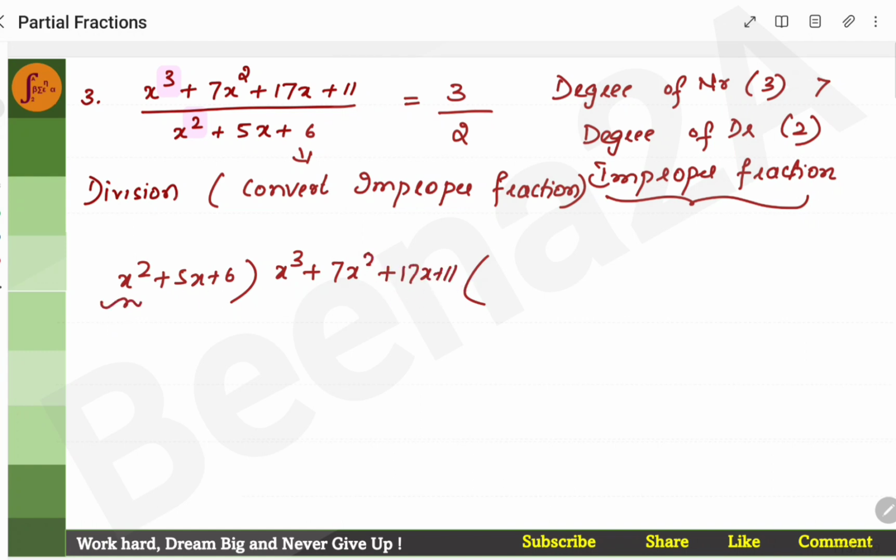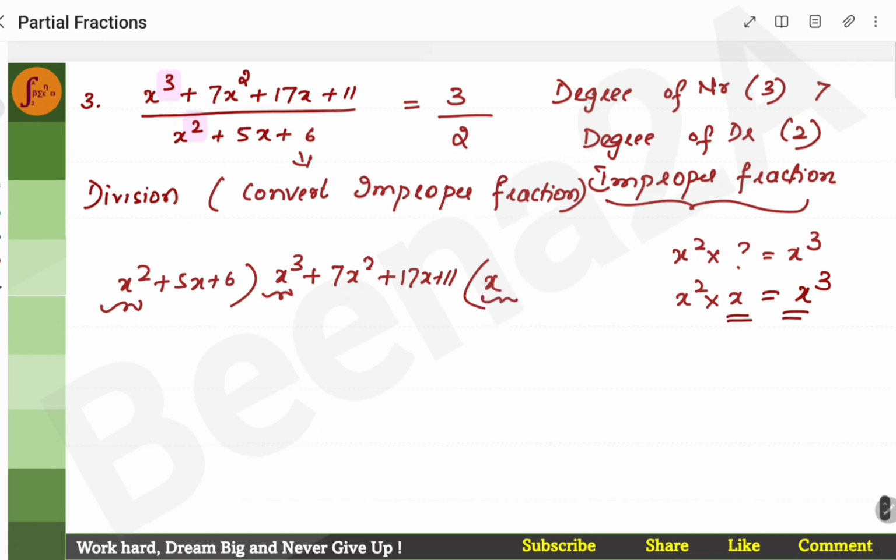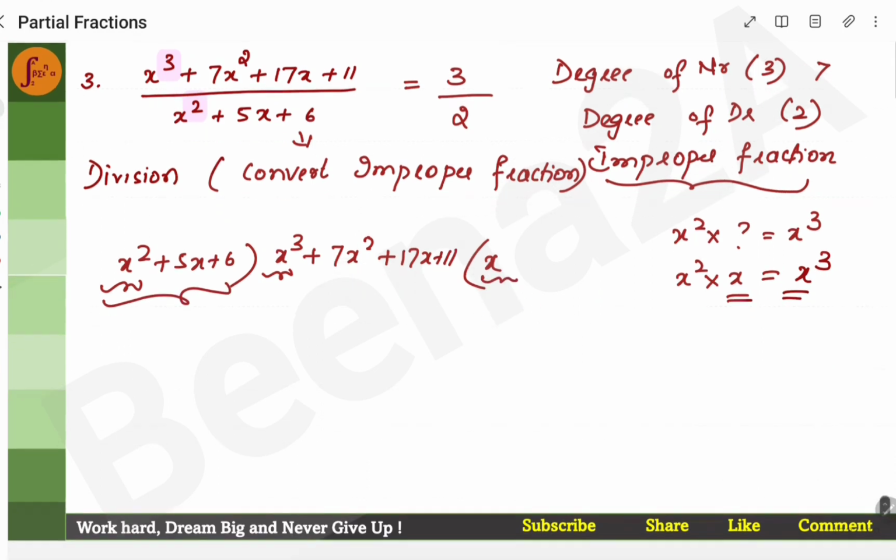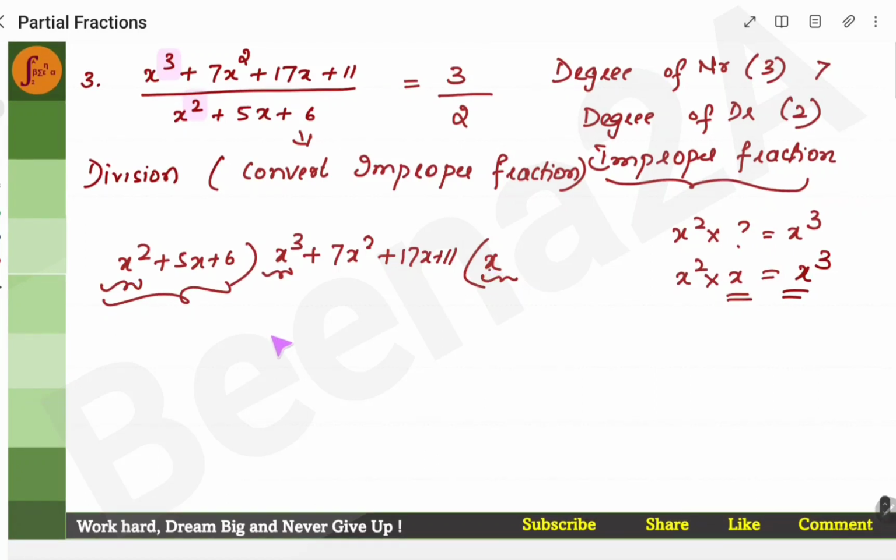Now I have to multiply this first term with something. I have to multiply x square with something so that I get this first term, x cube. So obviously I should multiply x square with x. X square with x is x cube. So let me put x here. Now I'll take this x and multiply with the entire divisor. X into x square is x cube. X into 5x is 5x square. X into 6 is 6x.